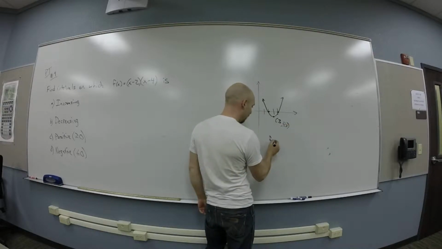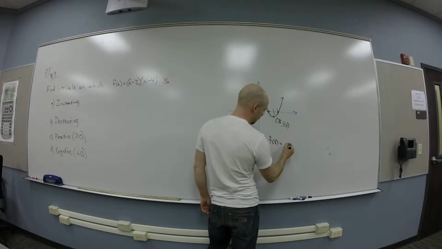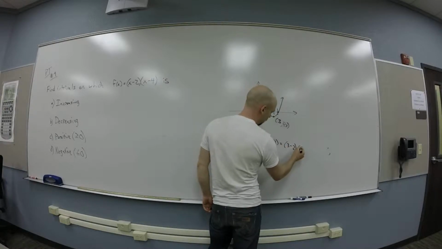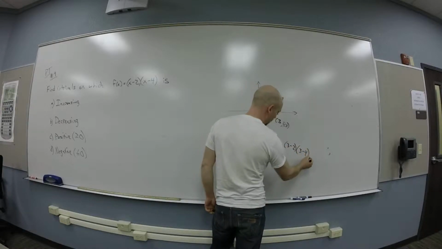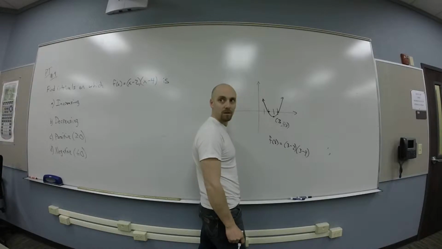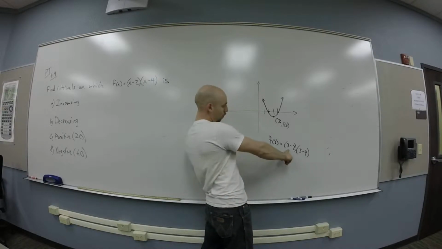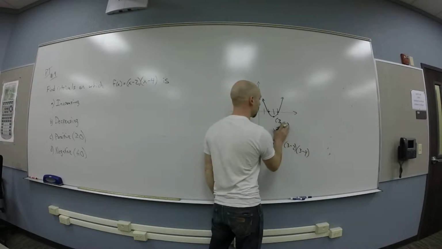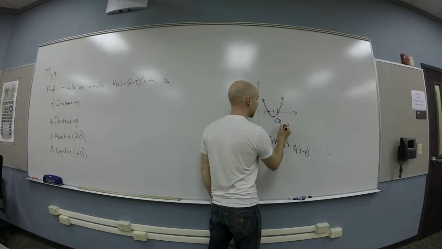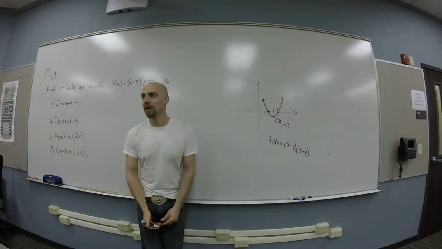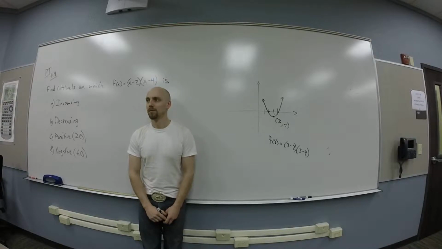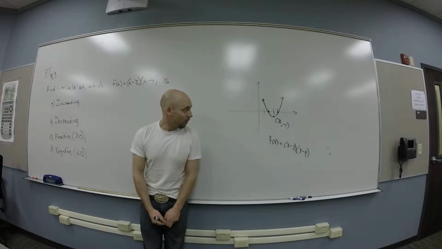f of 3 is 3 minus 2 times 3 minus 4. That's 1 times negative 1, which is negative 1. Cool. So it's 3, comma, negative 1. You guys all good with that? Okay. Now what?